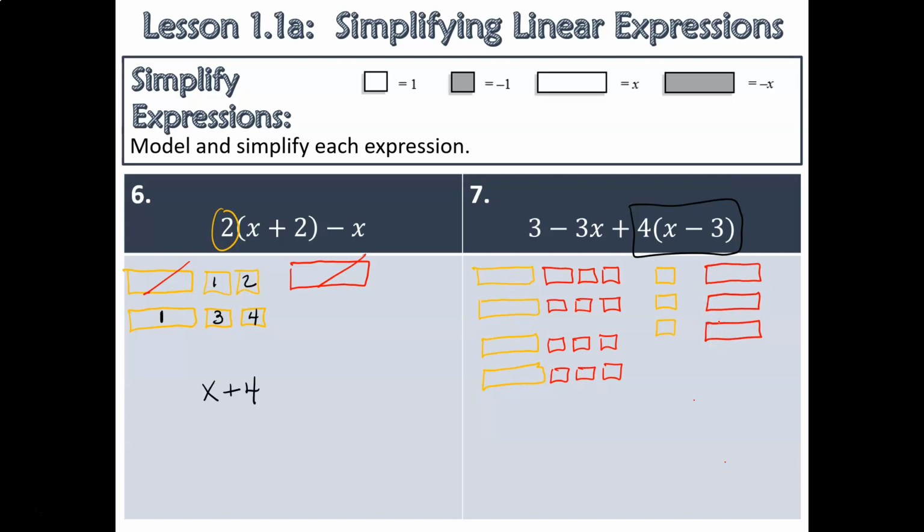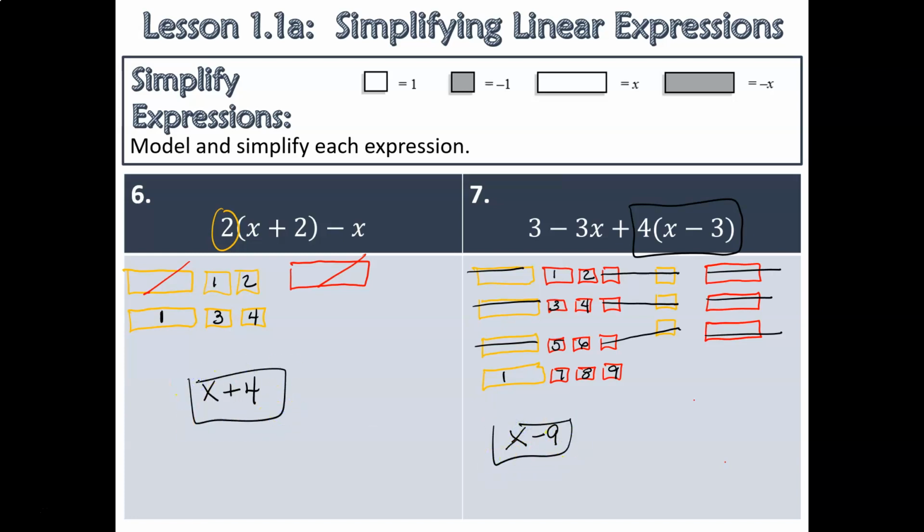Okay, so let's get rid of our 0 pairs. I'm going to do that in black. So I can get rid of this pair, and this pair. And I'm going to get rid of this pair, and this pair. Now I can go ahead and count what's left, right? I have 1 of these, so that's 1 positive x. And I have 1, 2, 3, 4, 5, 6, 7, 8, 9 negative tiles left, so I have minus 9. So x minus 9 is your simplified version.